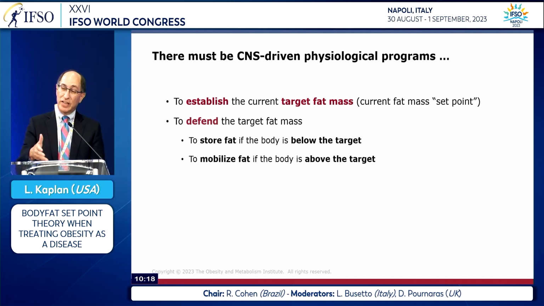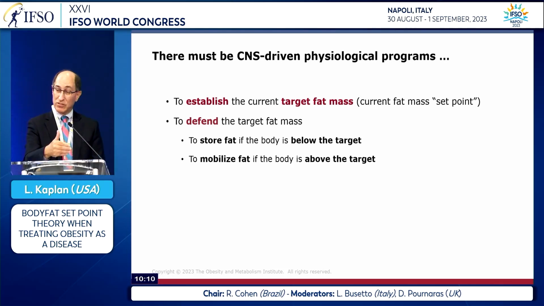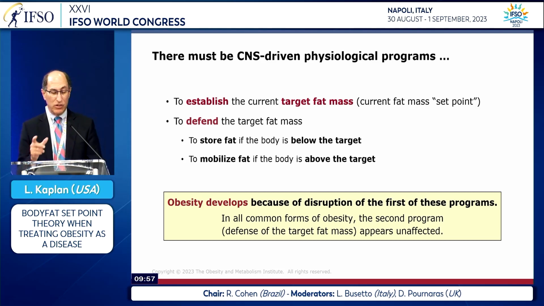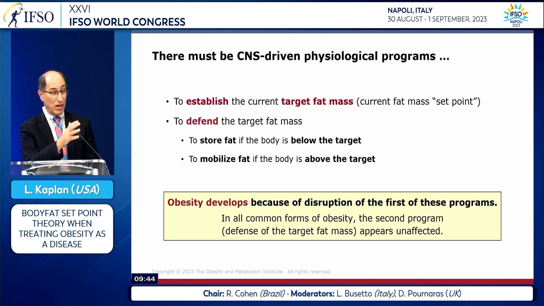And so there must be a program to establish that target fat mass, and there must be a way to defend it, because if you get sick with COVID or the flu or something and you lose weight, the first thing you'll do when you recover is to regain the lost weight, because the body defends where it wants to be at that point in life, at where they should have been before they got acutely ill. So obesity then, under this model, develops because of disruption, not of the second program, but of the first program. The setting of the target fat mass is disrupted, and that leads to obesity. It could also lead to other problems, but it leads to obesity because that's the most common disruption of this.